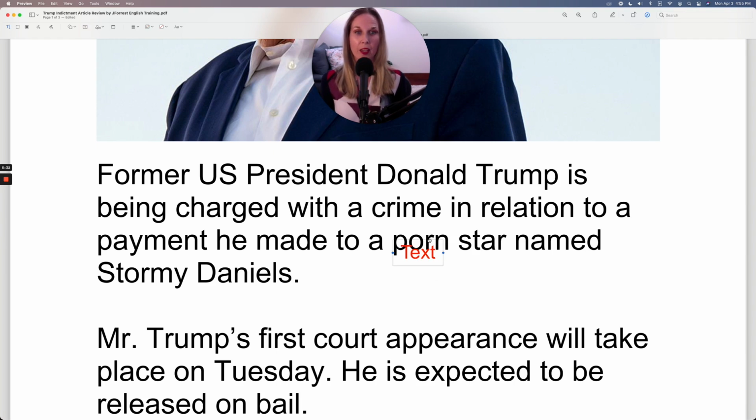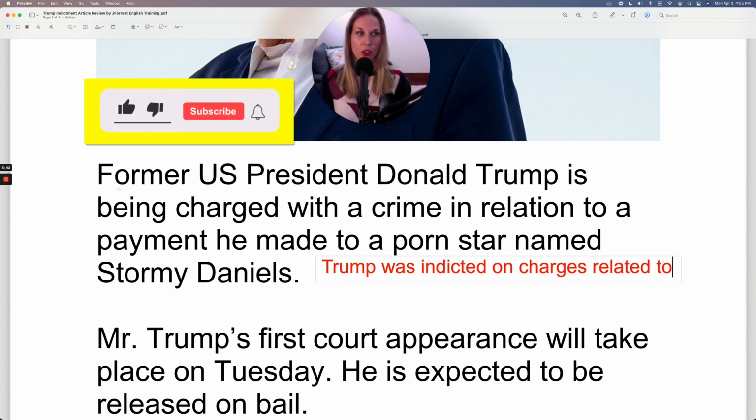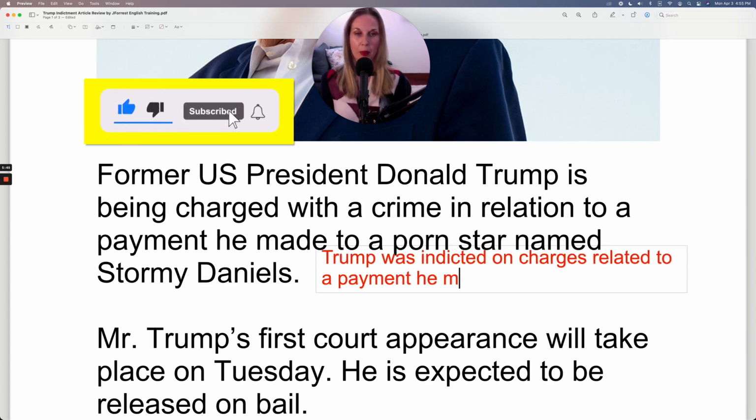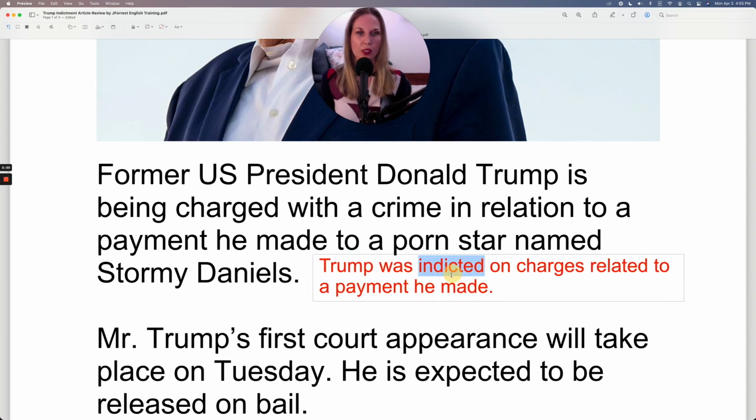So we could say, Trump was indicted on charges related to a payment he made to the porn star. So this is how we could use our verb indicted. So in this case, notice it's in the passive, to be indicted. Trump was indicted. I could say the U.S. government indicted Trump. So that would be the subject doing the action, but here Trump is receiving the action.